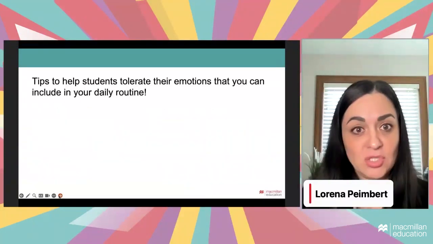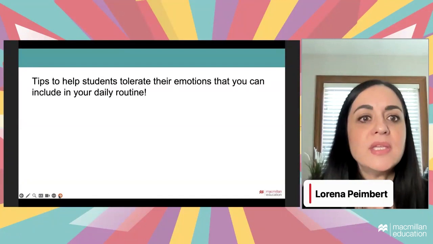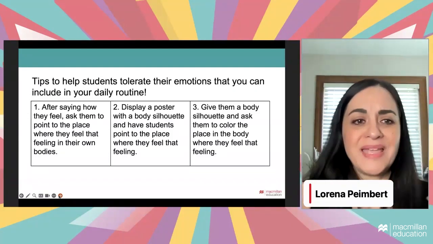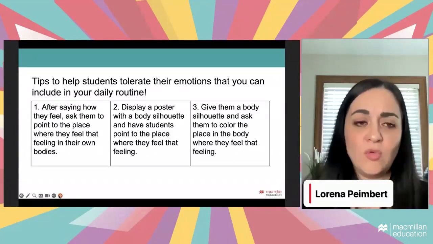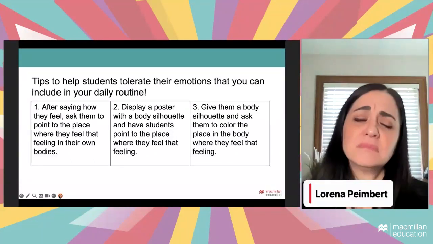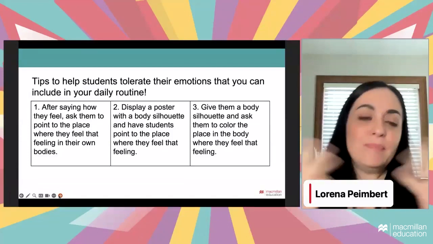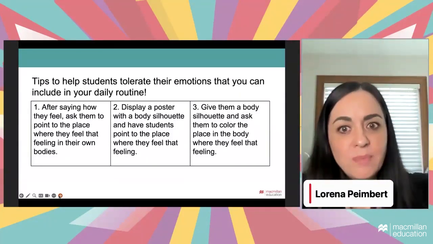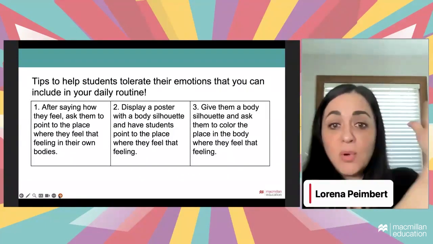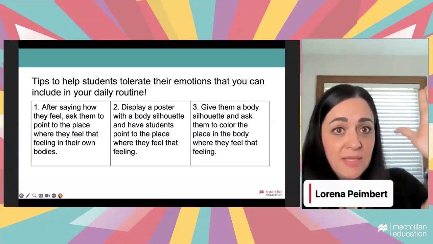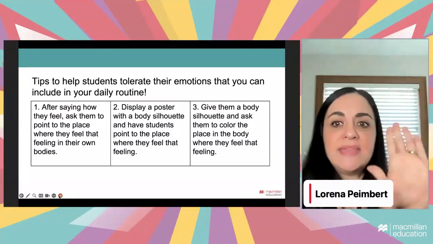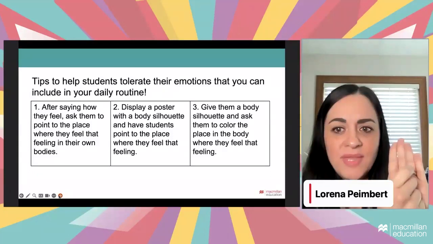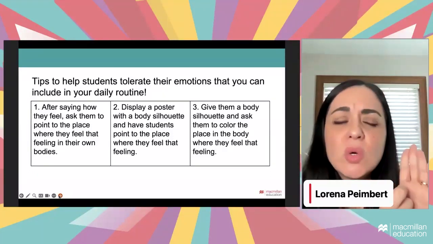All right? So what can you do? After saying how they feel, ask them to point to the place where they feel that feeling in their own bodies. How do you feel? I feel happy. Where? Here. Perfect. You can also display a poster with a body silhouette and have students point to the place where they feel that feeling. Or you can give them the body silhouette and ask them to color the place in the body where they feel that feeling and choose the color.